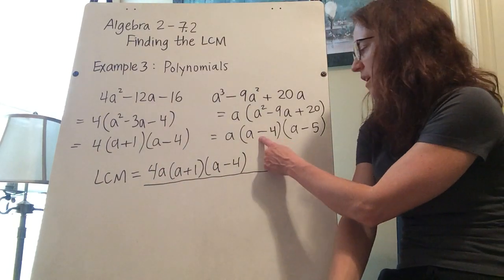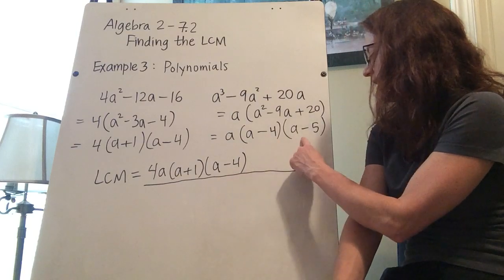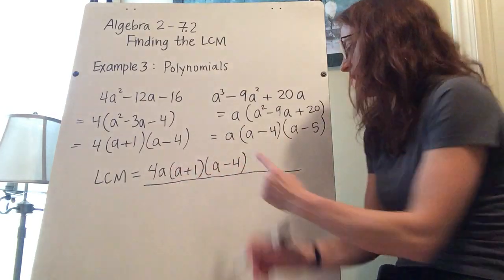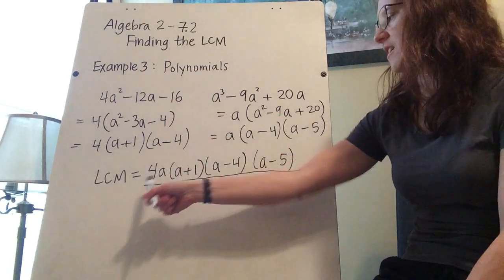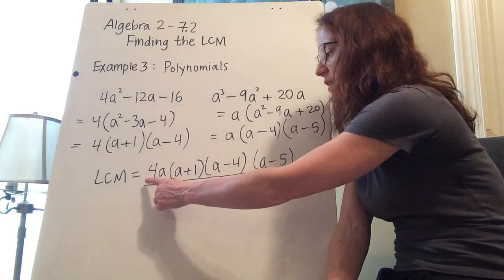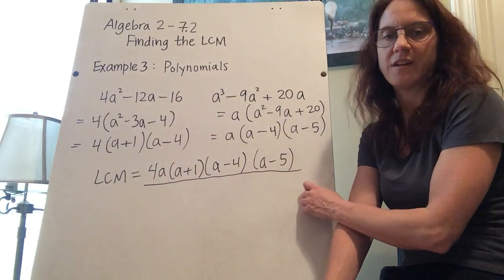Okay, the A minus 4, we already have that, so don't need to write it again. The A minus 5 we do not have, so we have to put that in as well. So there you go, least common multiple. Ends up having 4 factors: 4, A, A plus 1, A minus 4, and A minus 5.